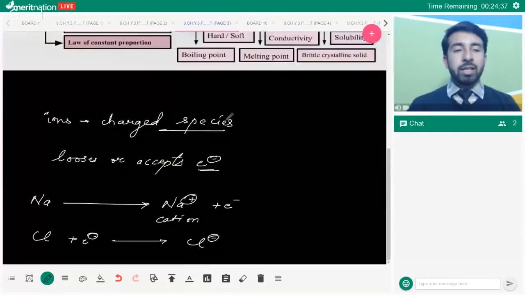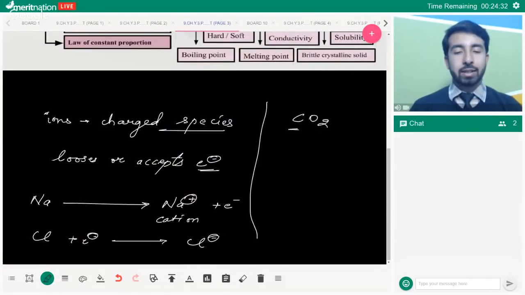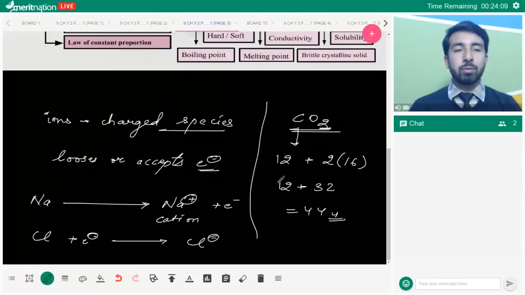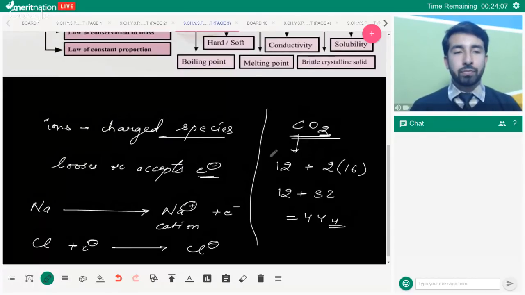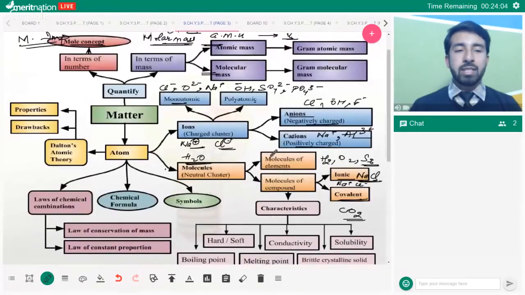Now, how to calculate the molecular mass? For example, if we have a molecule of carbon dioxide, we know the mass of carbon is 12. Simply add the atomic masses of all the atoms of all the elements. And for oxygen, we know it's 16. So it would be 2 into 16 because there are 2 oxygen atoms in one molecule. Calculating it, it comes out to be 12 plus 32, which is 44 u. I hope it's clear how to calculate the molecular mass. Exactly, 1 mole of carbon is equal to 12 grams.